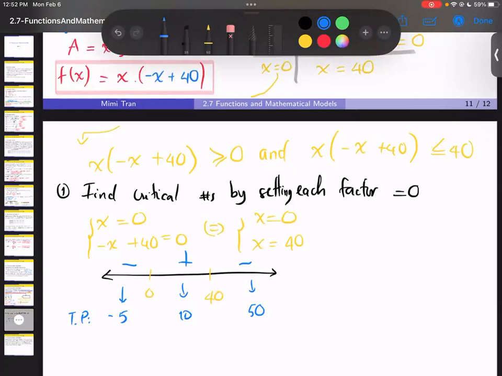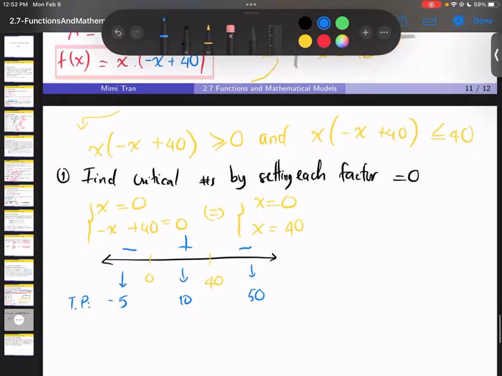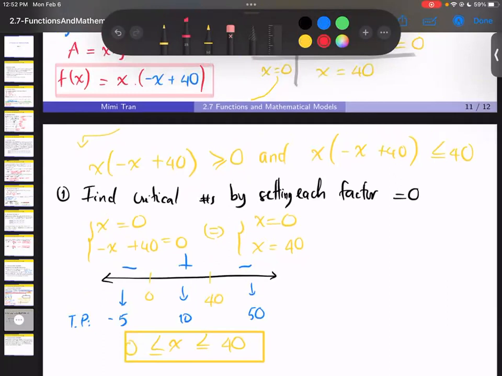Positive interval, right? Because your original inequality is greater than or equal to 0. So that's why x is at least 0 and less than or equal to 40. And if you saw the second one, it's the same thing. You don't have to do that, maybe just one. You're going to have the same answer.